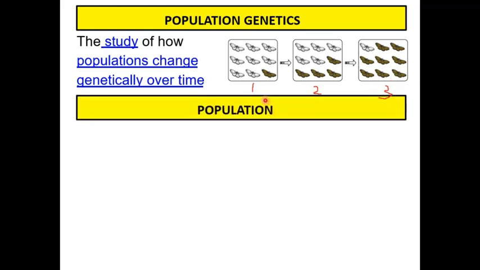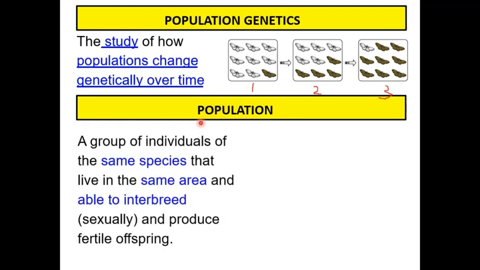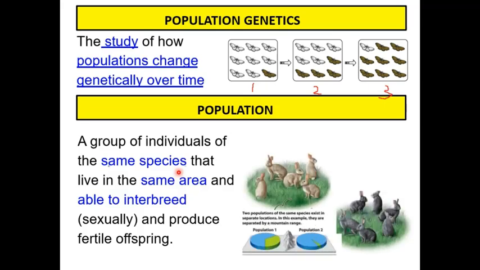Next is populations. What is the meaning of populations? A population means a group of individuals of the same species that live in the same area and are able to interbreed sexually and produce fertile offspring. The key point here is the same species, live in the same area and able to interbreed, and make sure they can produce fertile offspring.